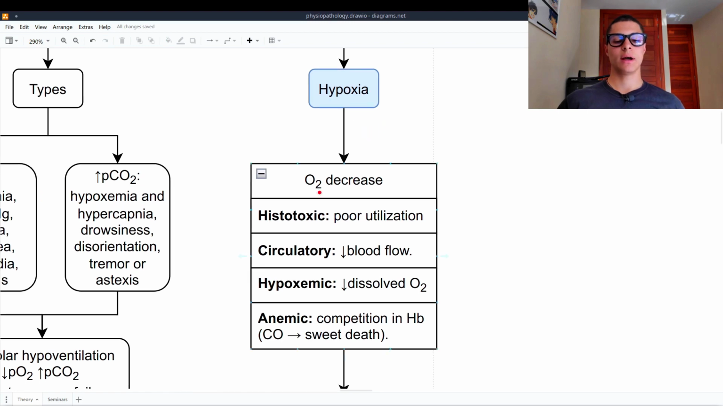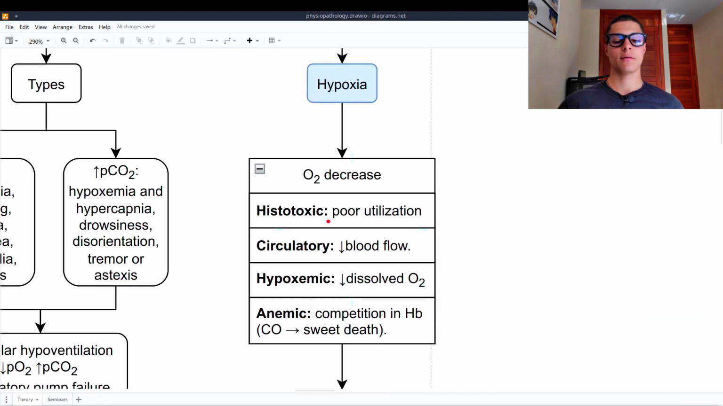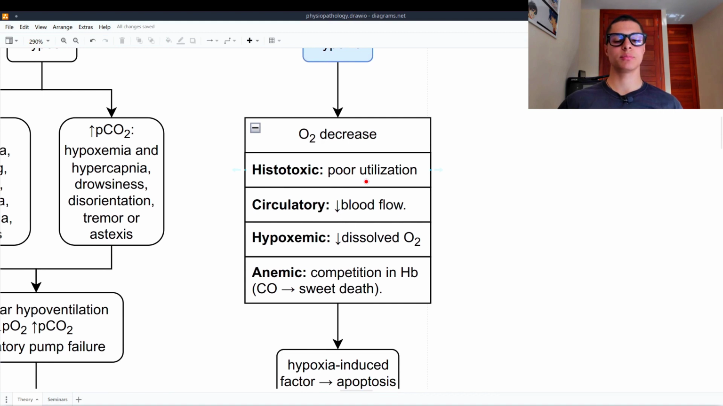Hypoxia is the oxygen decrease. We have several types. The histotoxic is poor utilization of the oxygen. The circulatory is low blood flow. Hypoxemic is lower dissolved oxygen. And the anemic is the competition in the hemoglobin.